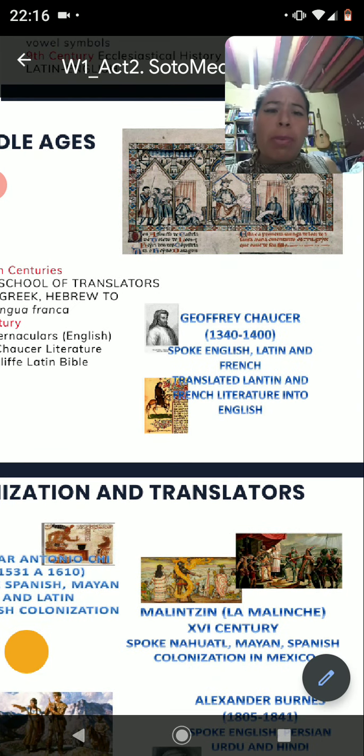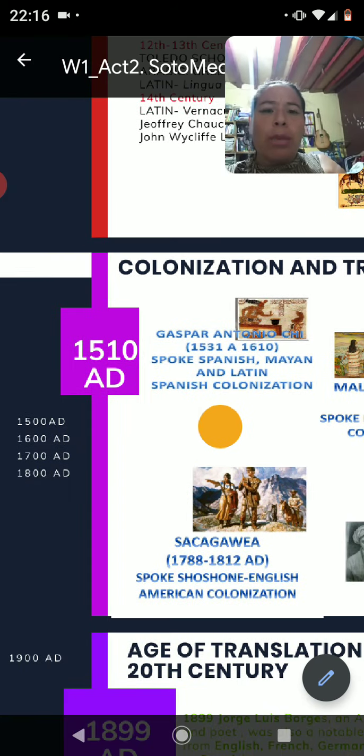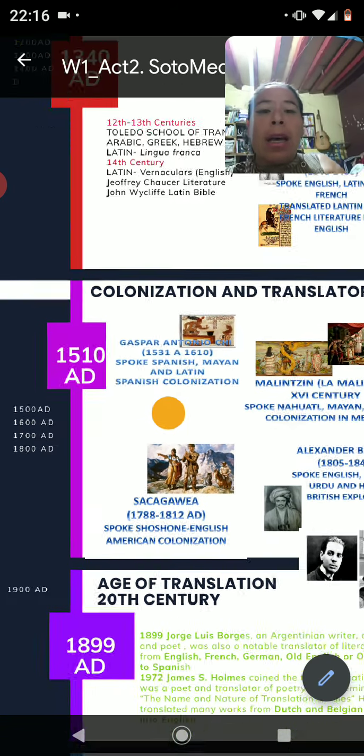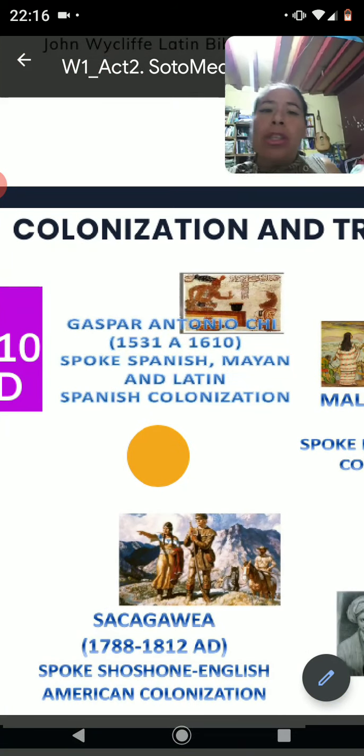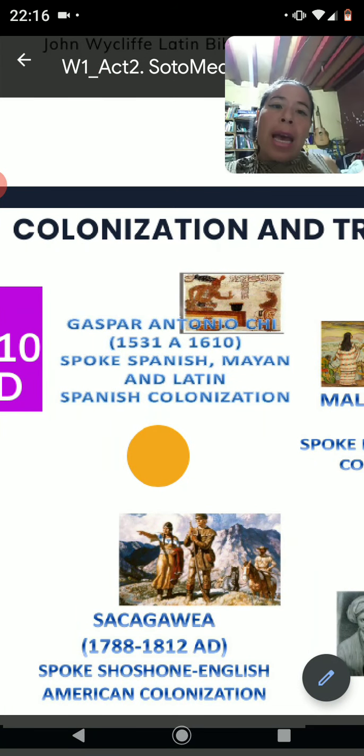Geoffrey Chaucer spoke English, Latin, and French, and as I said, he transferred some literature into English. We are going to mention some translators that helped colonize the Americas and also Asia.